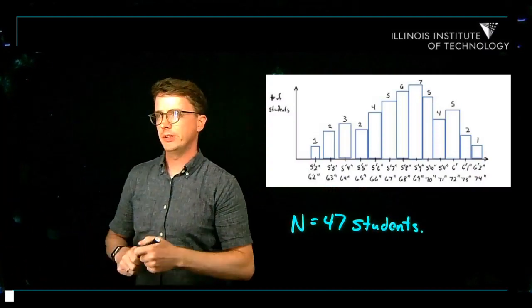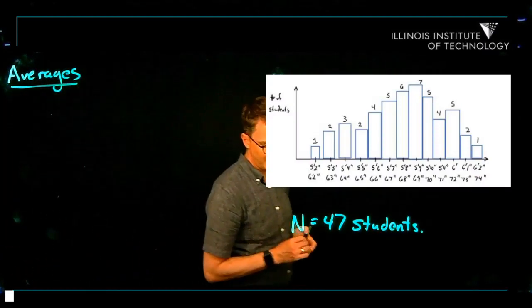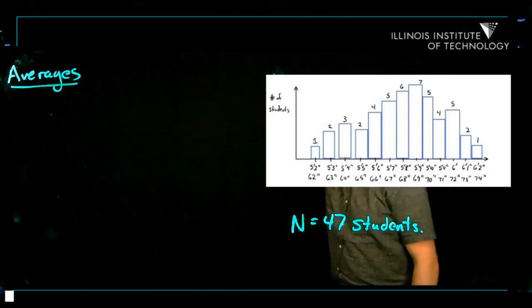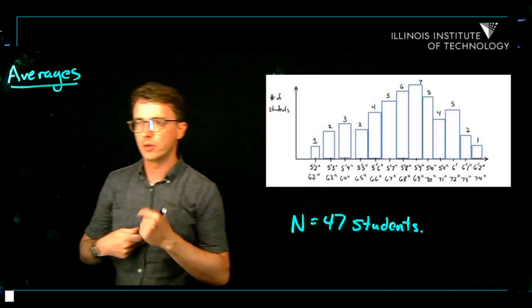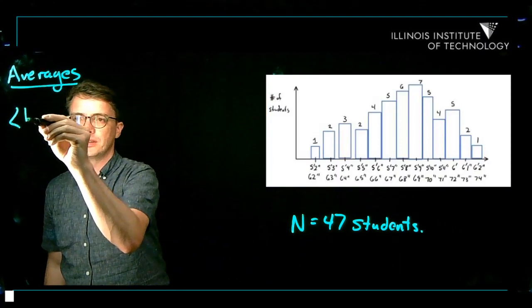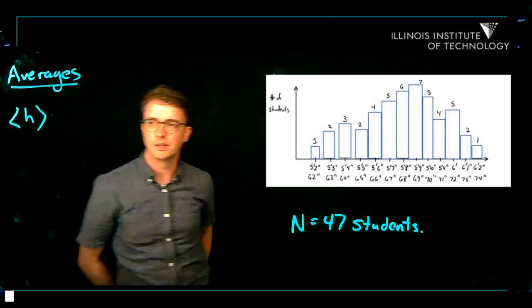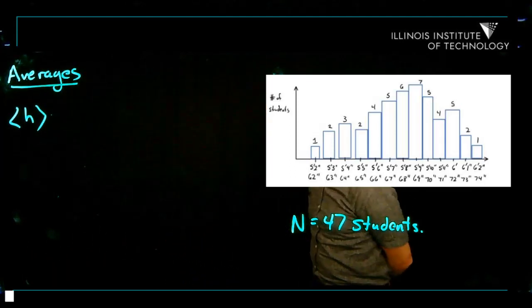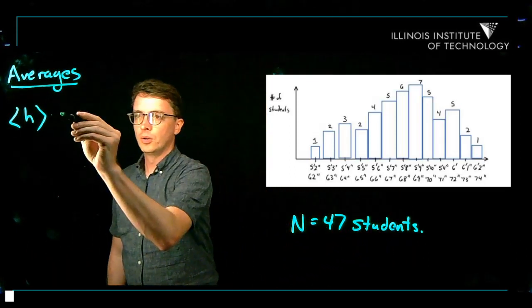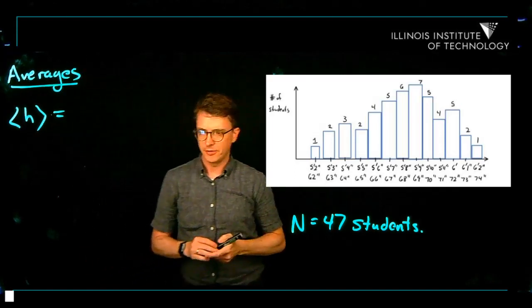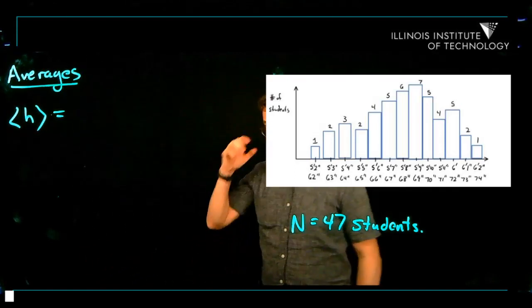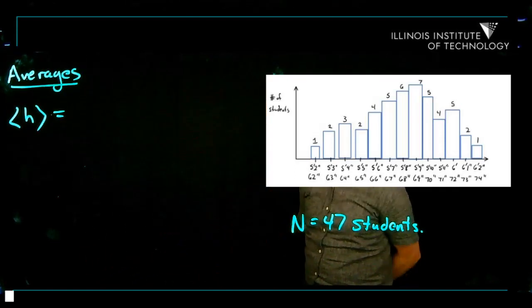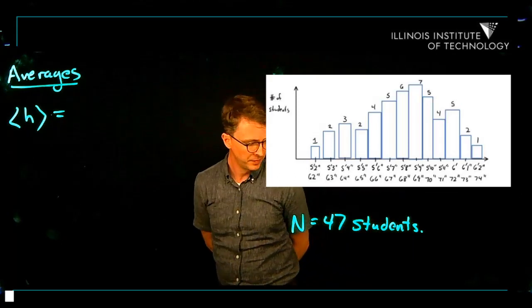How about averages? What's the average height of people from this data set? Well, you know how to do that. I'm going to denote it using the angle brackets. Angle brackets mean average height. You know how to calculate an average. You've known how to do that for years. You just add up all of the heights and divide by the total.